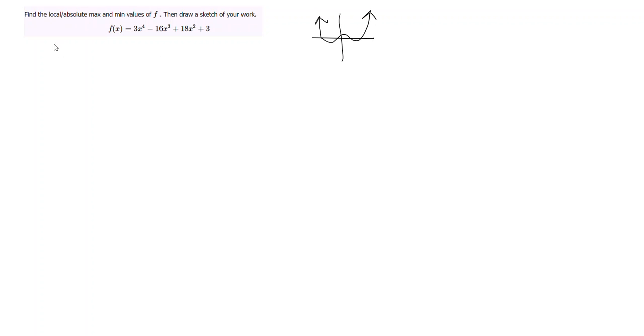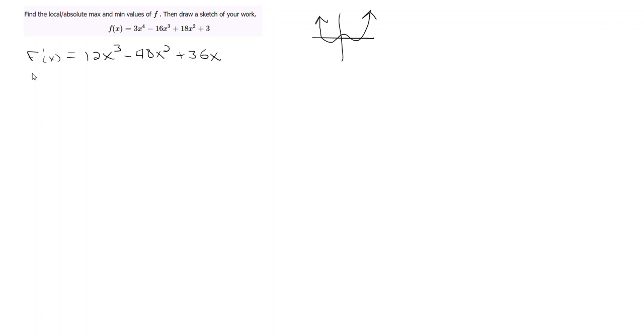So now that I have that, let's find the derivative of this guy. We're going to say f prime of x is equal to 12x to the 3 minus 48x squared, and then plus 36x, and then that's it.